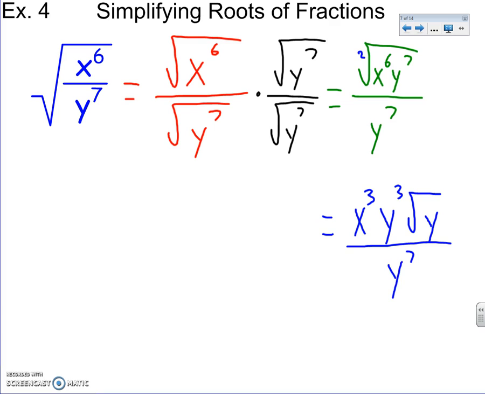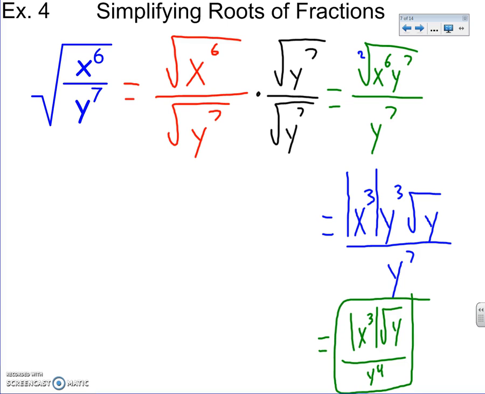And technically, since I took the square root of x to the 6, it was even, and we're doing an even root. When it comes out odd, I need an absolute value sign. The last step is we got to reduce y cubed divided by y to the seventh. Remember, we're subtracting. There's more on the bottom, so my final answer is absolute value of x cubed root y all over y to the fourth. Because 3 minus 7 is -4, I have to bring it down to the bottom. That's my answer. We rationalize the denominator. No more square root on the bottom.